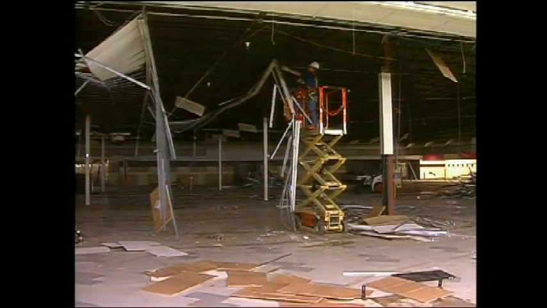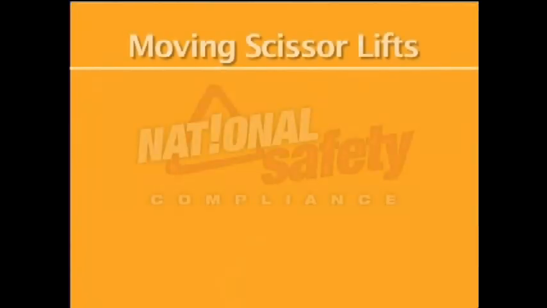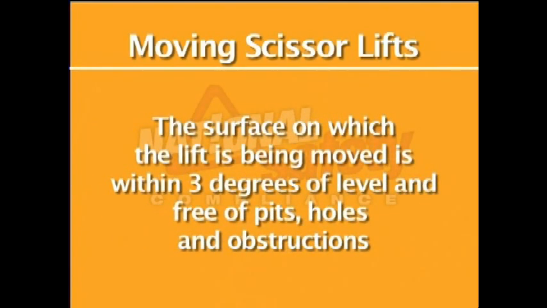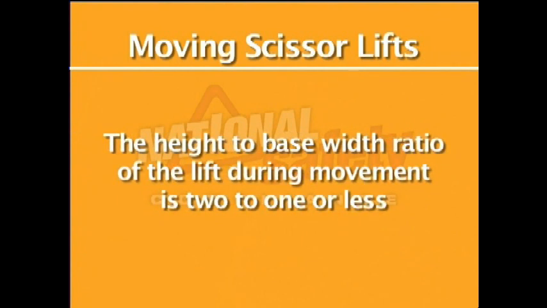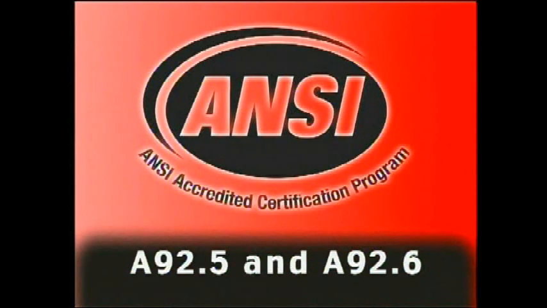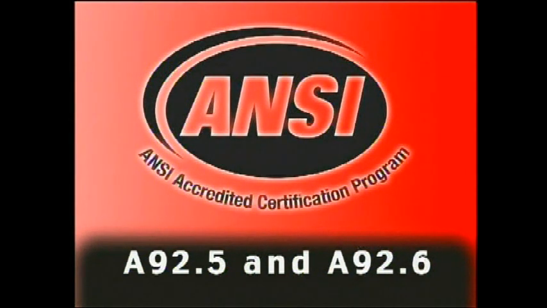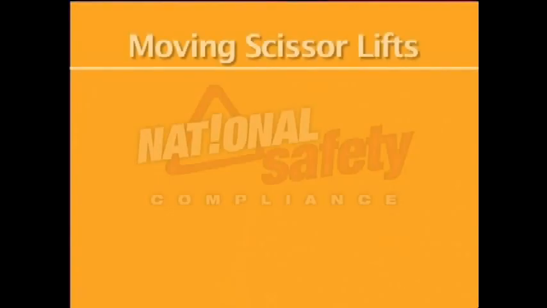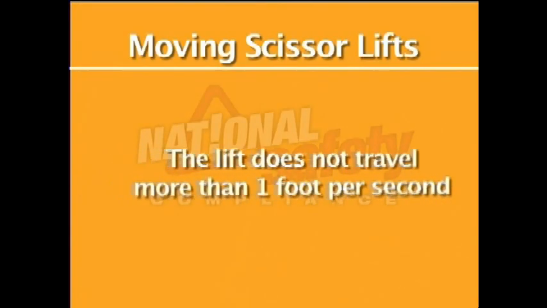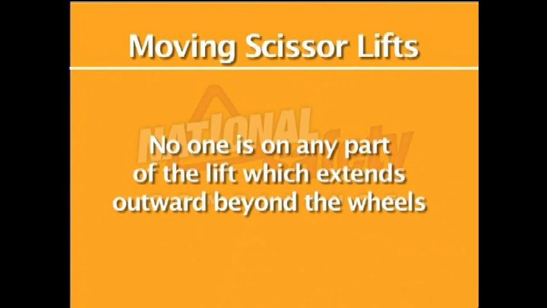Personnel should never ride on a scissor lift unless the following conditions exist. The surface on which the lift is being moved is within 3 degrees of level and free of pits, holes, and obstructions. The height to base width ratio of the lift during movement is 2:1 or less, unless the lift is designed and manufactured to meet or exceed recognized stability test requirements such as ANSI, SIA A92.5, and A92.6. The lift does not travel more than 1 foot per second, and no one is on any part of the lift which extends outward beyond the wheels.